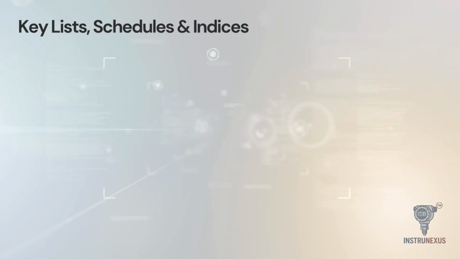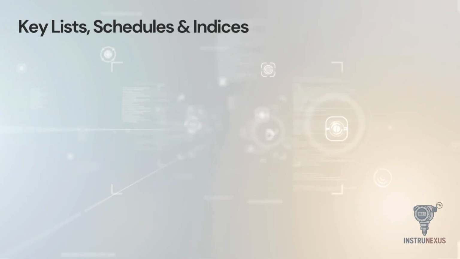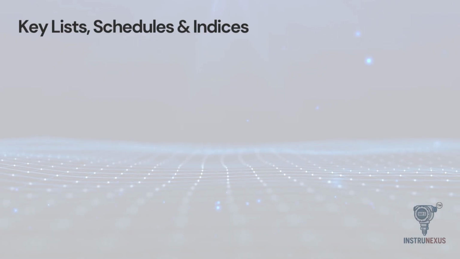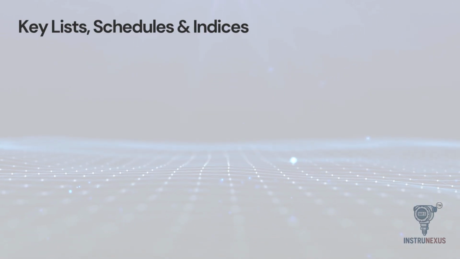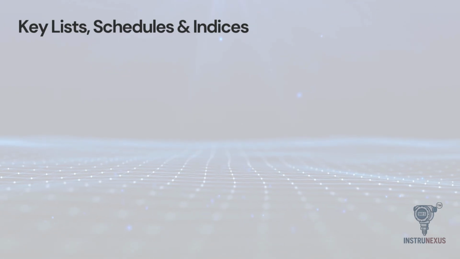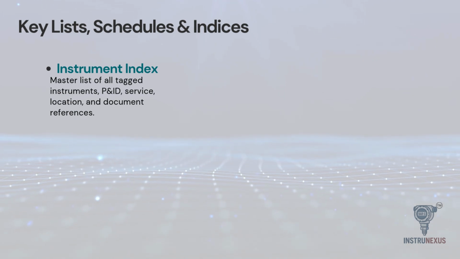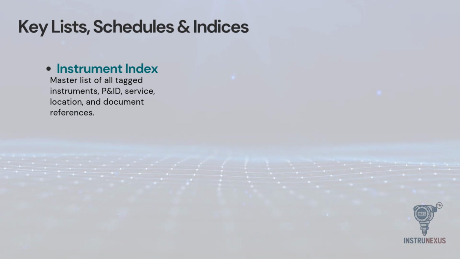In detailed design, data is king. We manage this through key lists, schedules, and indices. These are often live databases tracking every component. The master document is the instrument index. It lists every single tagged instrument, its service, location, and P&ID reference.